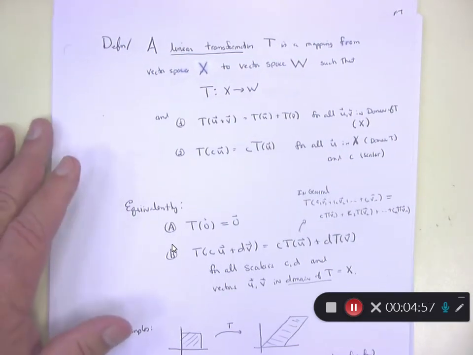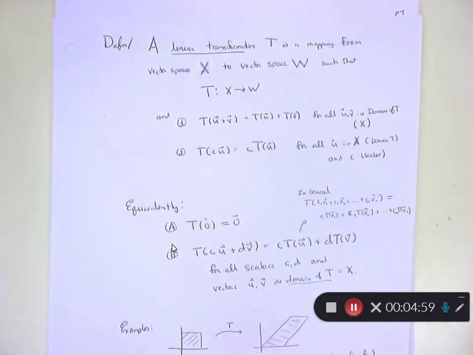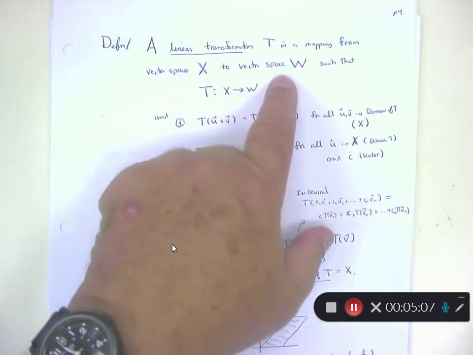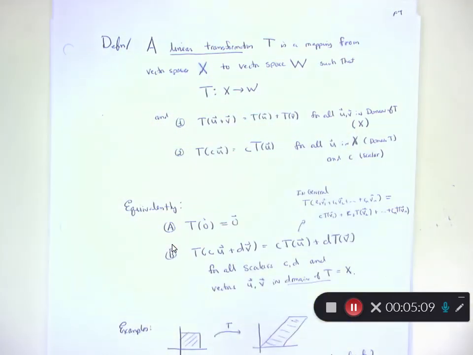definition. A linear transformation T is a mapping from vector space X to vector space W. Don't worry, I'll go back and redefine vector spaces and all that stuff. But a vector space is a space of vectors like R3 and R2. Those are the ones we're going to be focusing on, R4, R55, whatever you want.